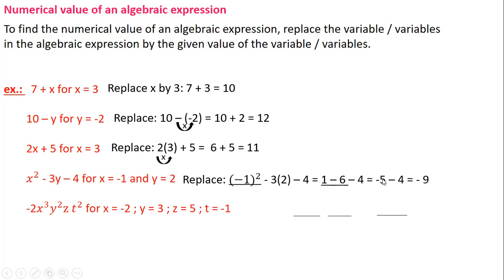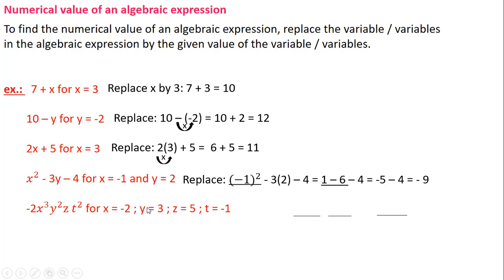Now 1 minus 6 is -5. -4 is equal to -9. In this algebraic expression here, this is a monomial alone in an algebraic expression. We can see that we have the variable x, the variable y, the variable z, and the variable t. So we should replace each one by its given value.